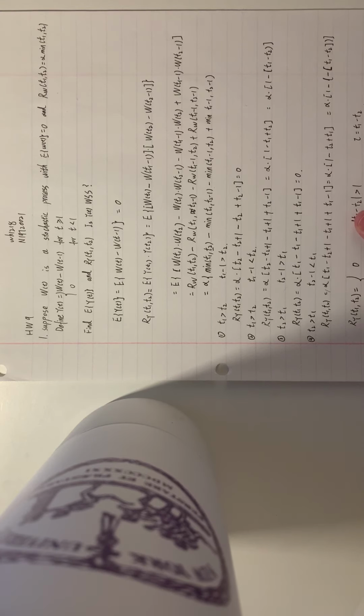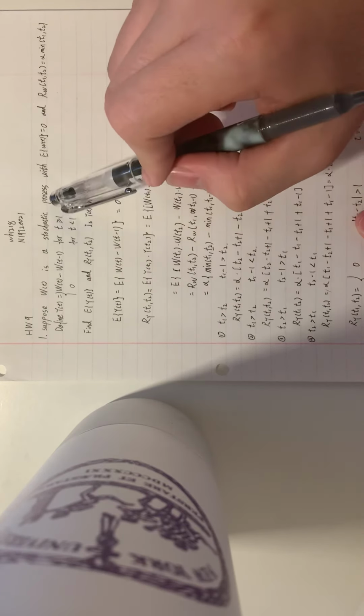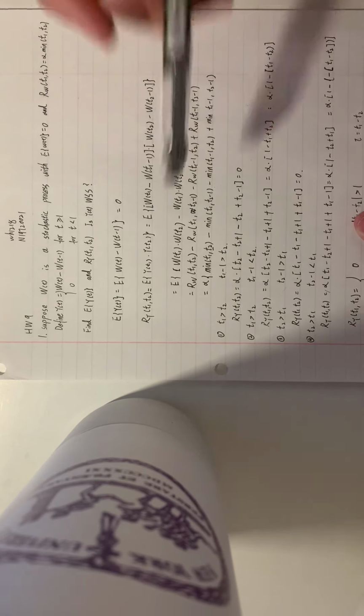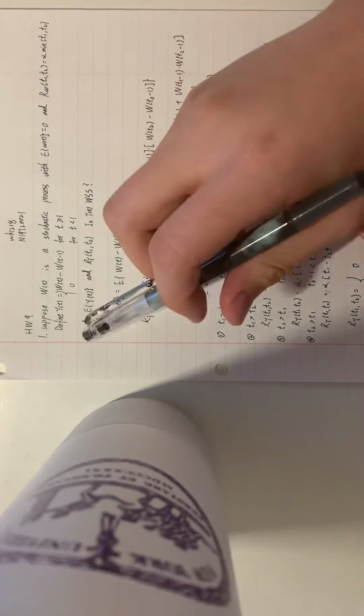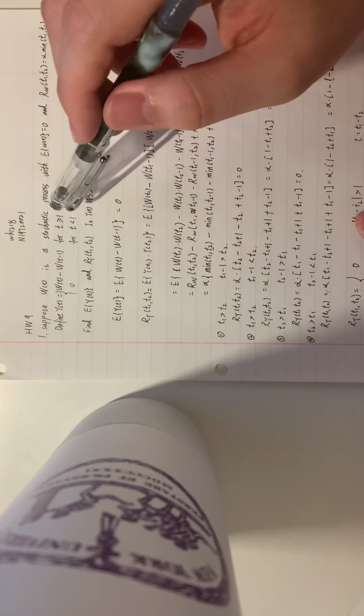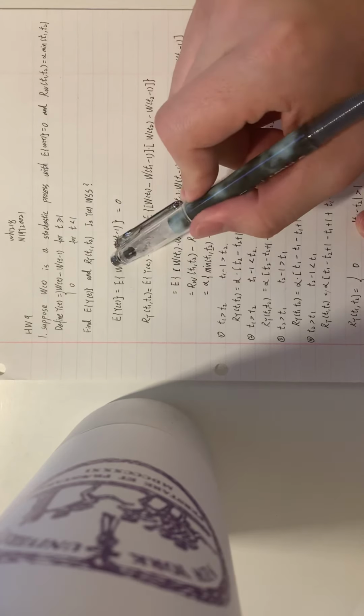Homework 9, question 1. Suppose W(t) is a stochastic process with E[W(t)] equal to 0 and R_W(t1, t2) equal to alpha multiplied by the minimum of t1, t2. Definition: y(t) is equal to W(t) minus W(t minus 1) for every t larger than 1, and 0 for t less than 1.